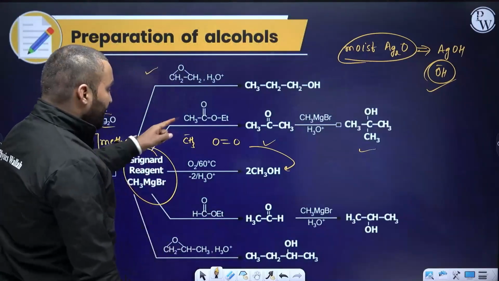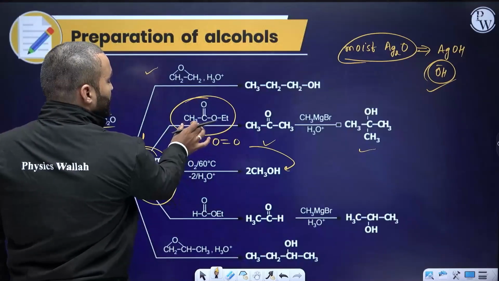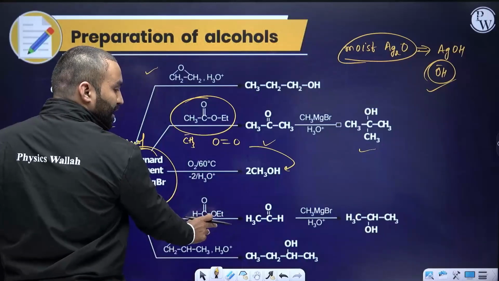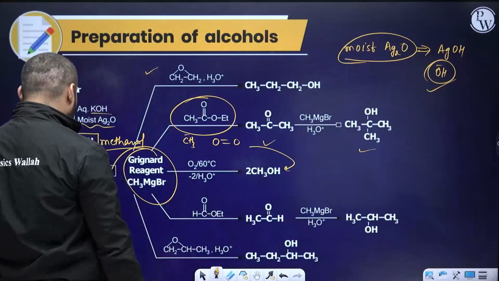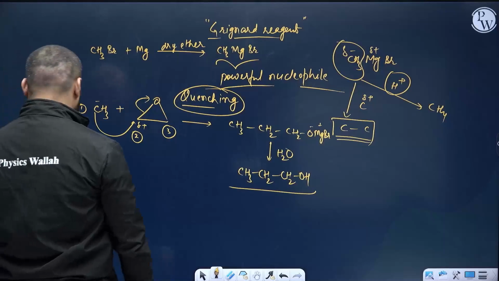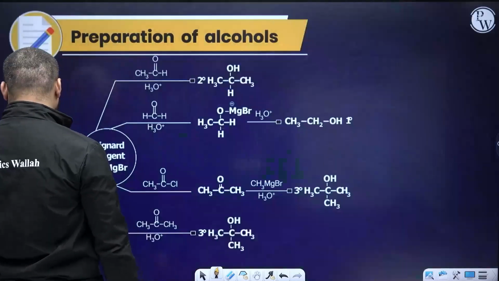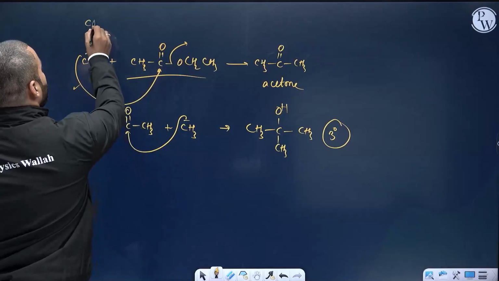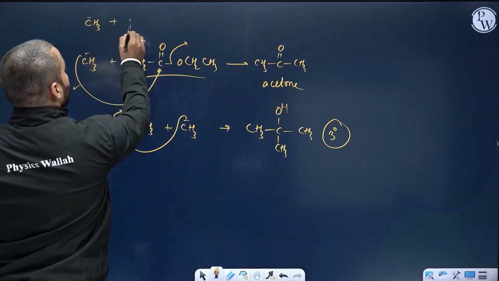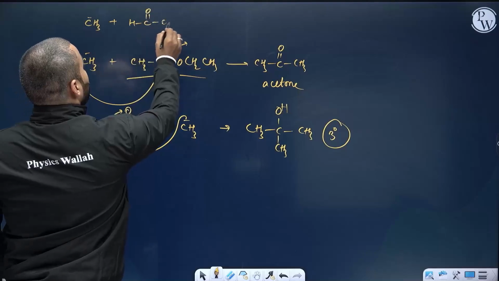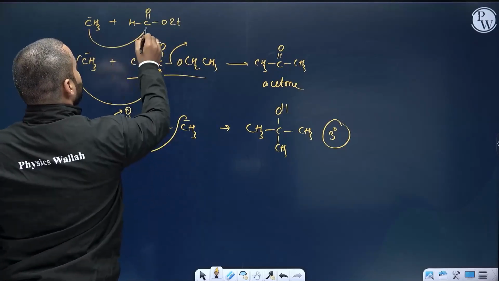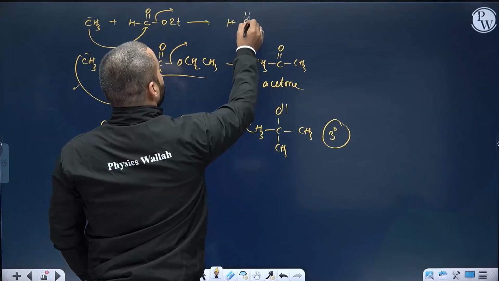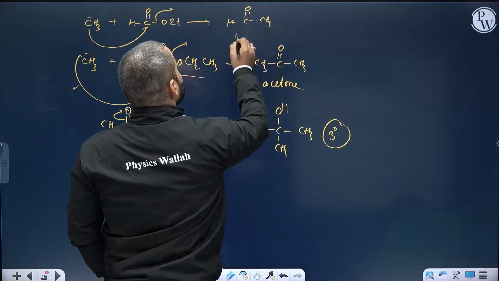Now, the similar reaction can be observed here. This was my methyl ester. This is the ester here. Instead of that, I have here another type of ester. So we had here CH3. Instead of CH3, let's take hydrogen. What is going to happen? CH3 minus plus H, C double bond O, OEt, I am writing Et. So this CH3 attacks over here, this group leaves, and the compound obtained is hydrogen, C double bond O and CH3. Do you see that's an aldehyde?